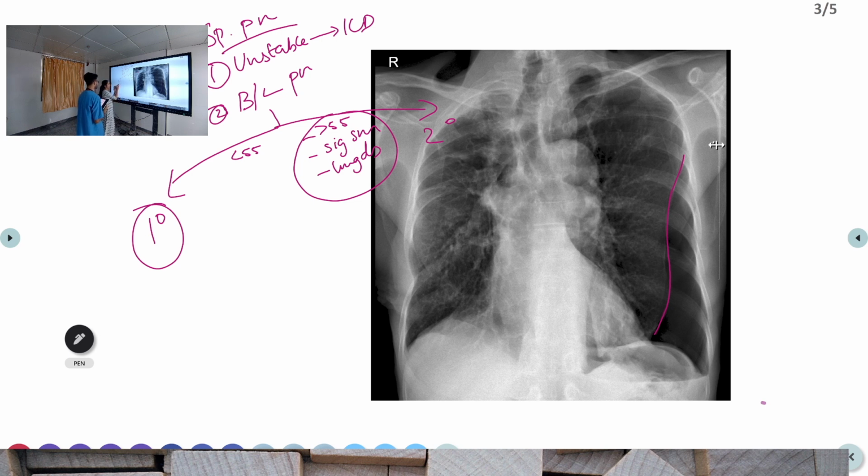Then how will you decide whether to put an ICD or whatever to do for this patient? Depending on the size. So where will you measure the size? From the hilum. From the hilum we will be measuring the size of the pneumothorax, depending upon whether it is 2 centimeter or not.